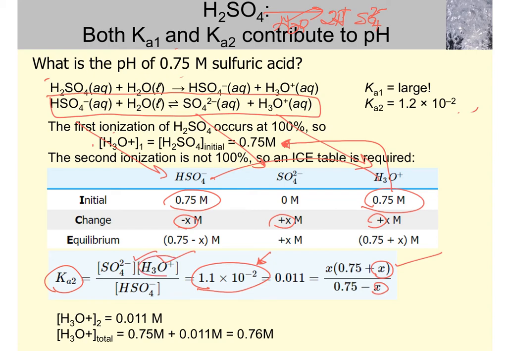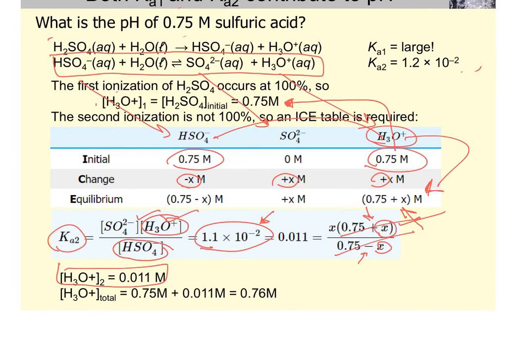Since the concentration of the hydronium ion and the conjugate base of the original sulfuric acid have the same equilibrium concentration because of stoichiometry, look at that. They cancel out very neatly. And X, which is the concentration of hydronium ion from the second ionization, equals 0.011. And so we can see here that that second ionization does in fact have a measurable, although small, effect on the overall concentration of hydronium ion in solution.